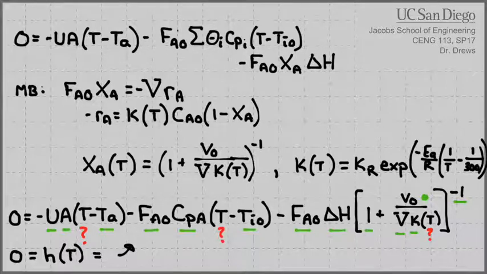So if I plot h of t over many different t's and figure out where that thing crosses the x-axis, I'll know those are potential solutions.